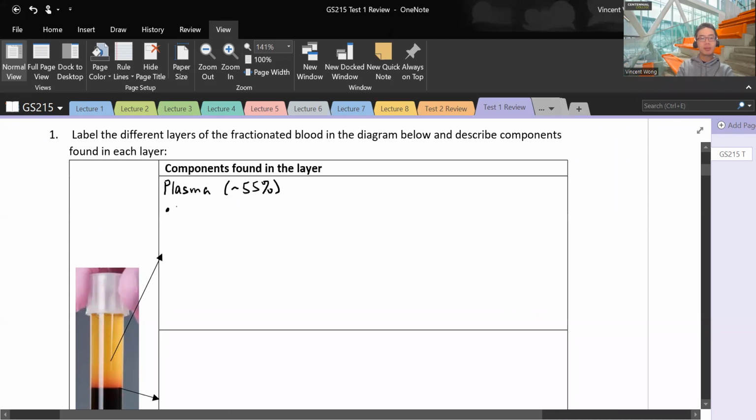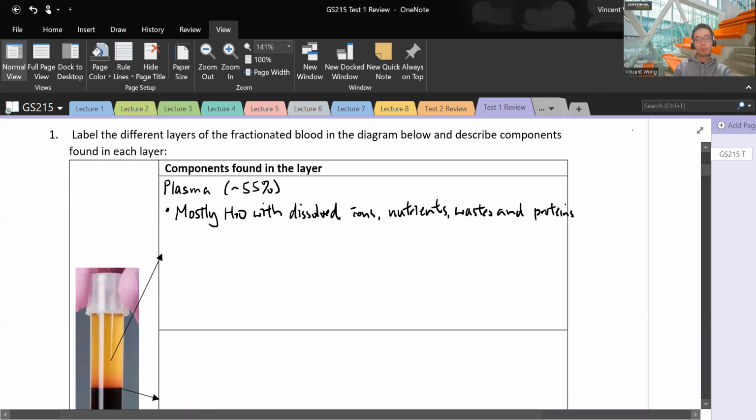Now, what is in this plasma? Well, you should know it is mostly water with dissolved ions, nutrients, wastes, and proteins. Okay. We call these plasma proteins, right?